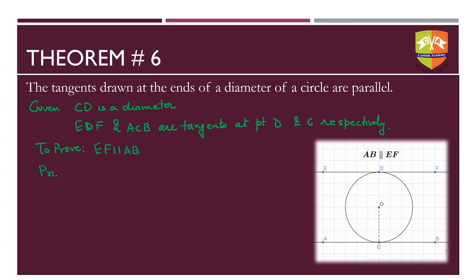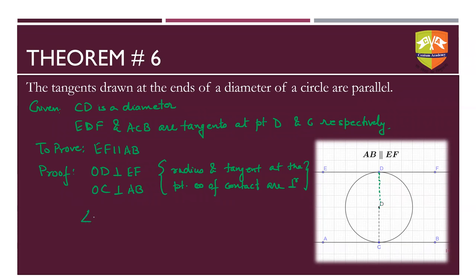How to prove? Proof, right? So you join this line anyway. Now you can see OD is perpendicular to EF, and you have to give the reason: radius and tangent at the point of contact are perpendicular to each other. So OD is perpendicular to EF and OC is perpendicular to AB.